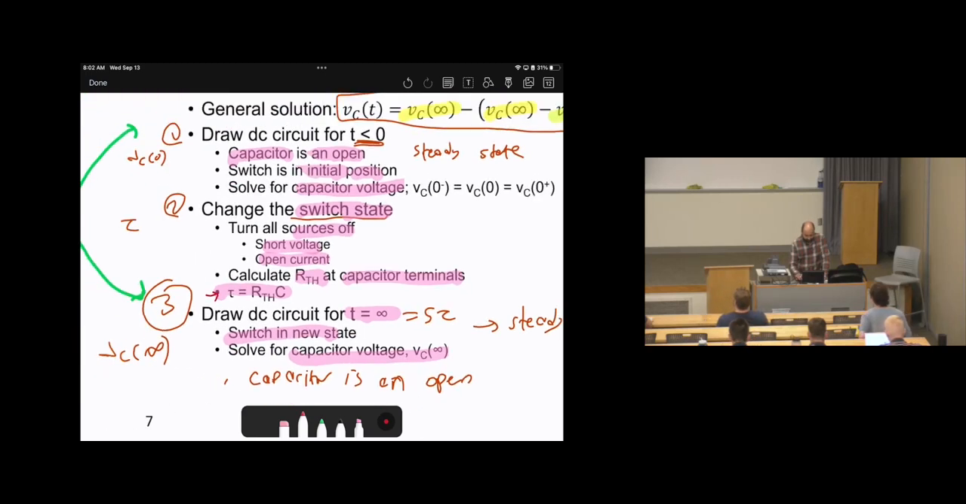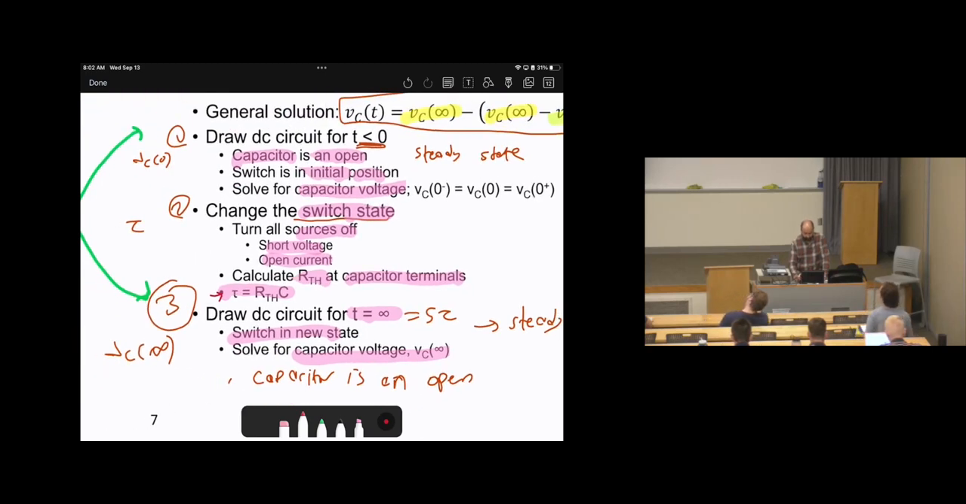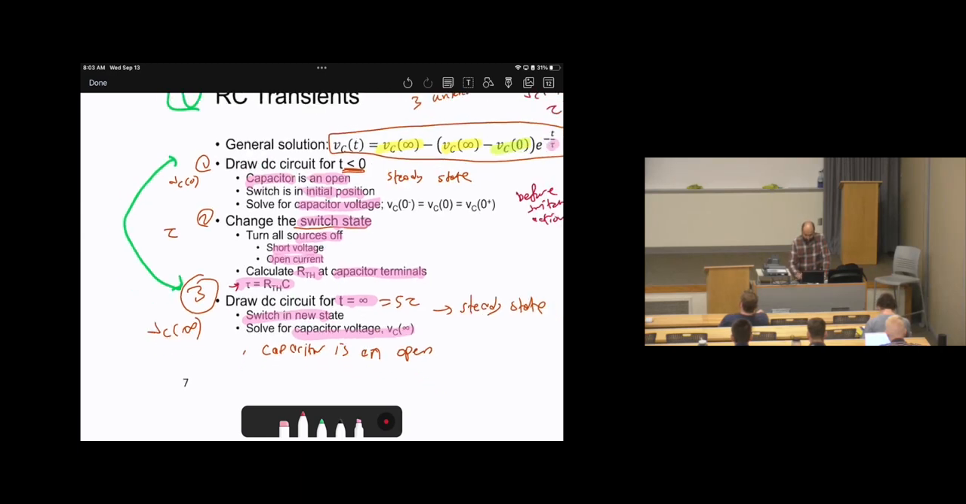Then the last step is to find the third unknown, which is Vc of infinity, at t equals infinity, after a long time when the switching action has occurred, which we assume as t equals infinity, or in other words, t equals 5 tau. Then we can apply the new switch status. Here we are at steady state, therefore the capacitor will be an open circuit as well. Then apply the new switch status and find the open circuit voltage.